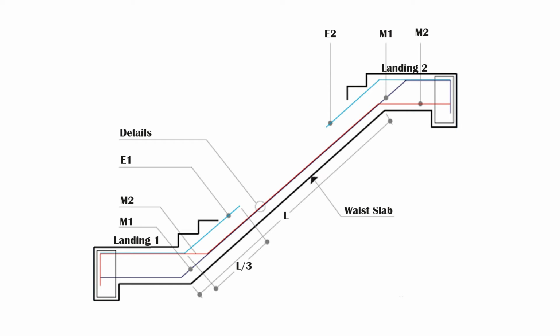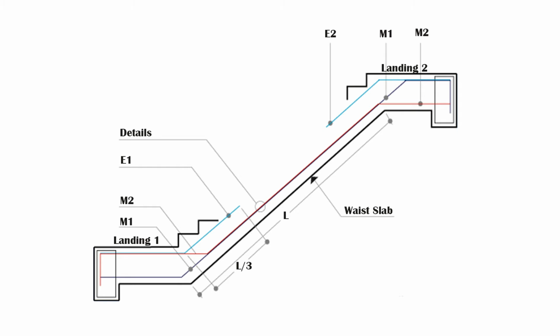In the figure, landing 1, at the bottom left corner, is the first landing. It is from where the steps will start. The second landing is landing 2, which is at the top right corner. It is where steps will end or will start with new steps. The waist slab is the inclined slab between the first and second landing as shown in the figure. The thickness of the slab is generally 6 inches.